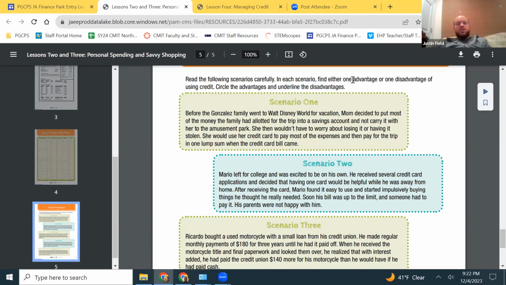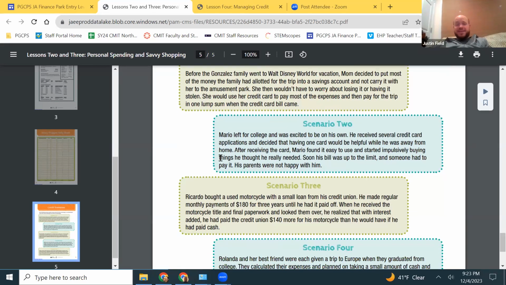Okay, so in each scenario, find one advantage or one disadvantage. Circle the advantage, underline the disadvantage. What do you guys want to circle? I think we should circle that she wouldn't have to worry about losing her money or having it stolen. Is that a good reason to use a credit card? Absolutely. That's a great reason. And also, we are told in the commercials that if your credit card is stolen, you are not liable for those fraudulent charges, which is another helpful thing.